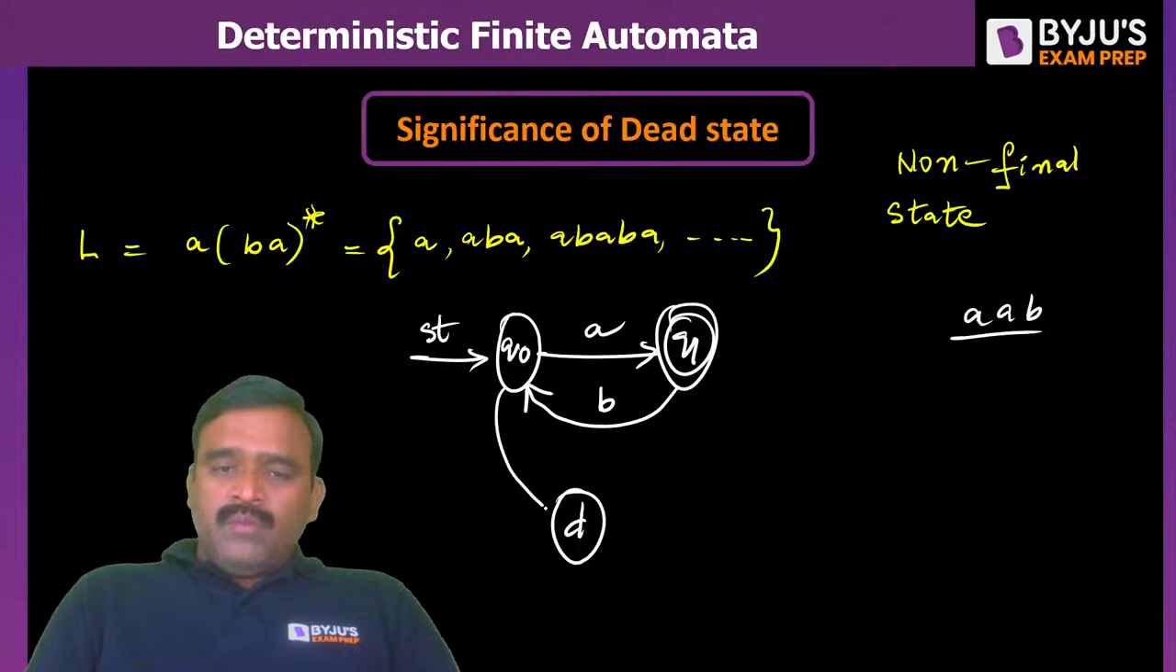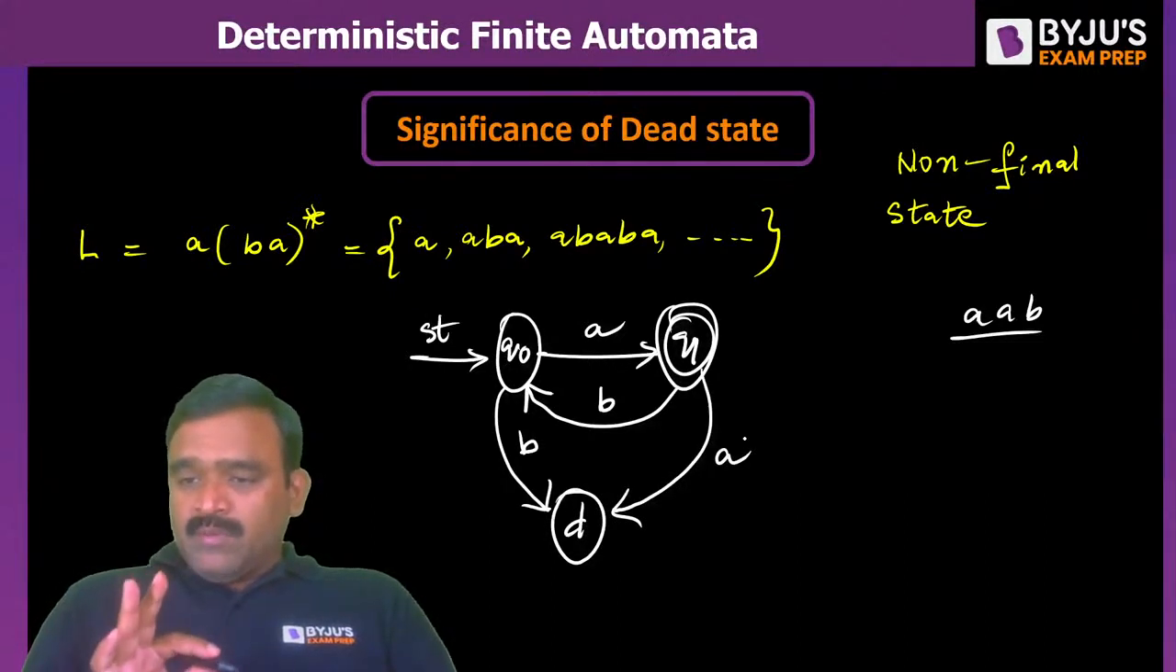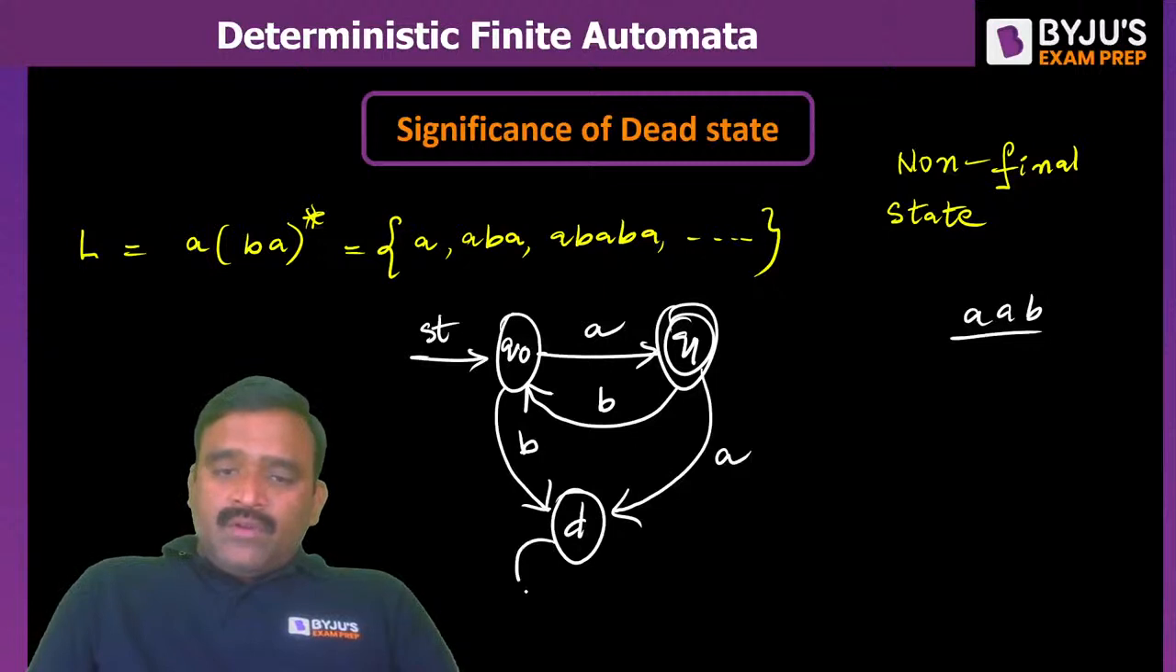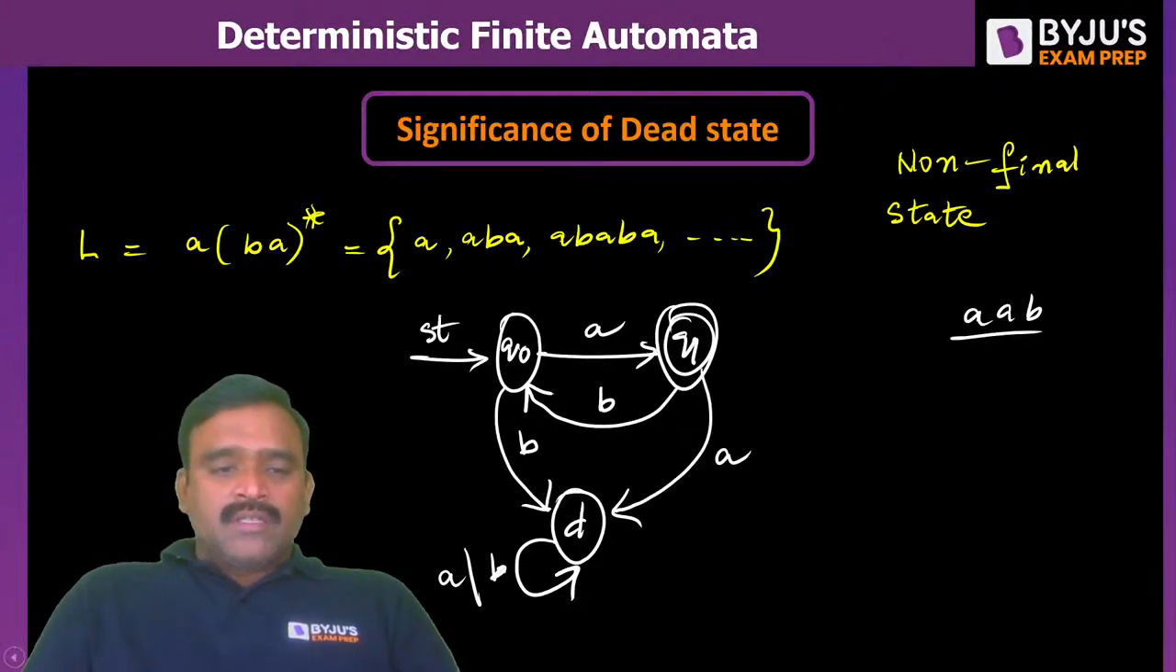So Q0 on B missing, we will send it to dead state, and Q1 on A missing, we will send to dead state. And dead state is not for all the languages. Please remember, it is only for some languages like this. So A comma B. Whatever string you take, we can show whether it is accepted or not, because it will show a path for every string.